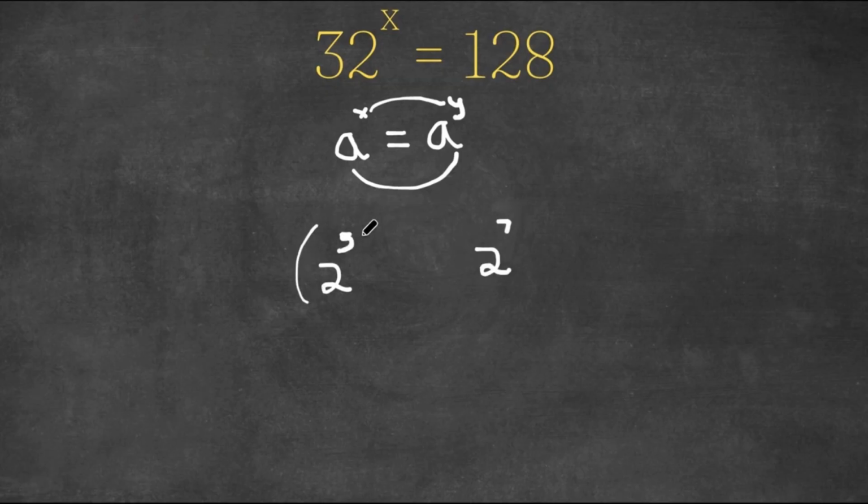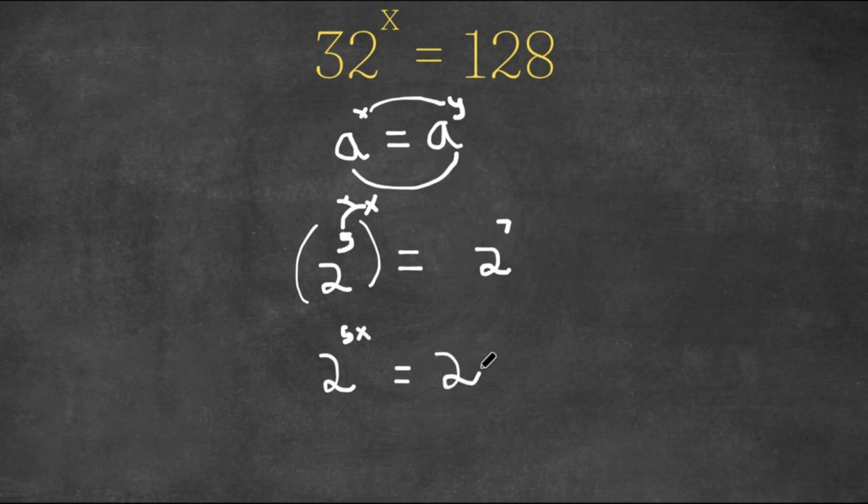And 2 to the power of 5 would be to the power of x, because we're replacing 2 to the power of 5 with 32. And this is equal to 2 to the power of 7. Now, when we have something like this, we multiply the exponents, because 2 to the power of 5 to the power of x is the same thing as 2 to the power of 5 times x. And 5 times x is 2 to the power of 5x, and this equals 2 to the power of 7 still.